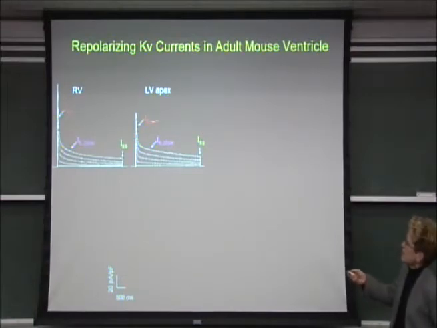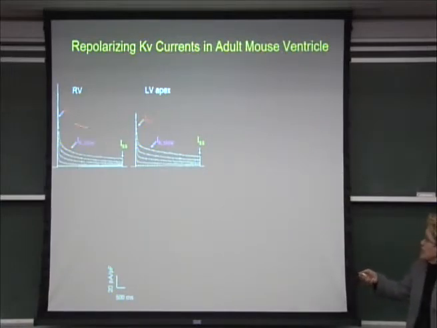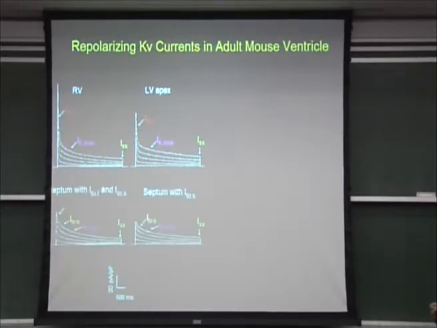So if you just compare these records in the right ventricle and the apex, the main difference, and it turns out quantitatively to be the case, is in the expression level of this fast transient outward current. The currents are highest in the right ventricle, lower in the apex of the left ventricle. They're lower still in the base of the left ventricle in records that I want to show you. But then also in the interventricular septum, the current recordings are actually even more distinct.